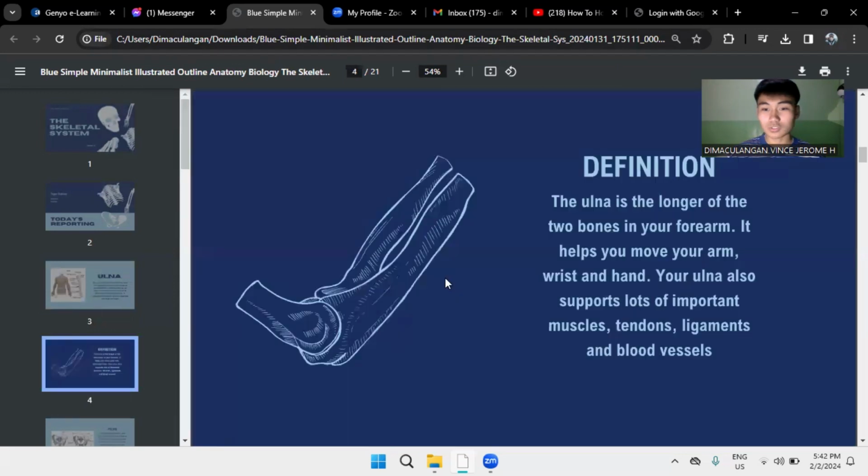Next, this is the definition of ulna. The ulna is the longer of the two bones in your forearm. It helps you move your arm, wrist, and hand. Your ulna also supports lots of important muscles, tendons, ligaments, and blood vessels.